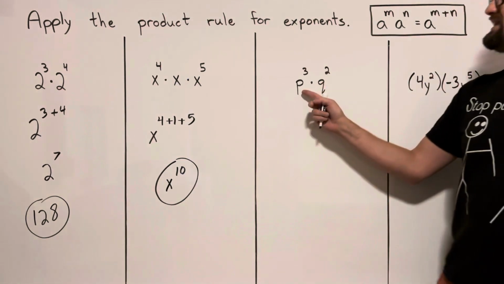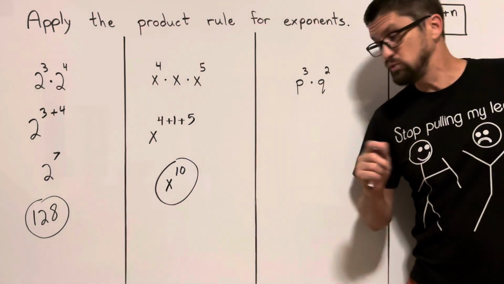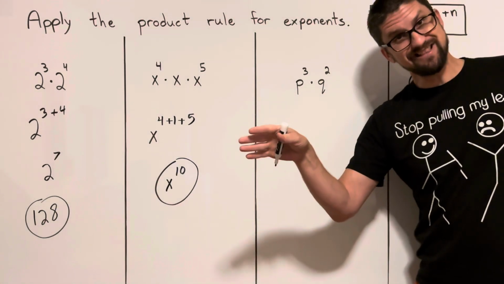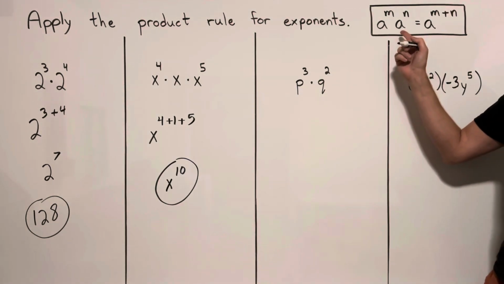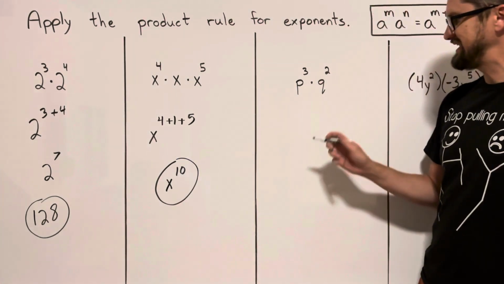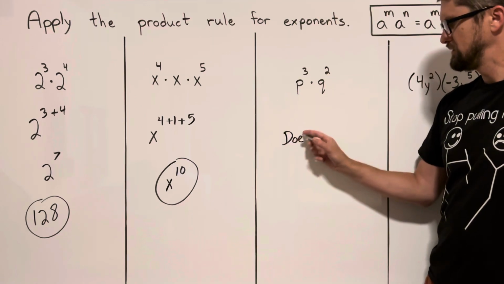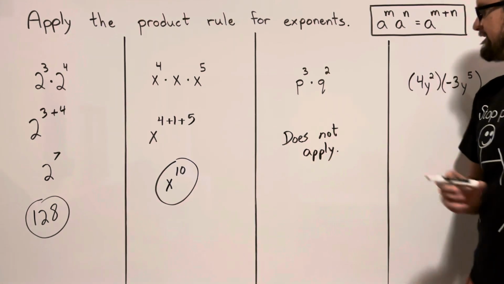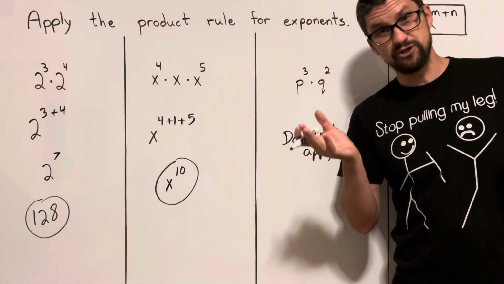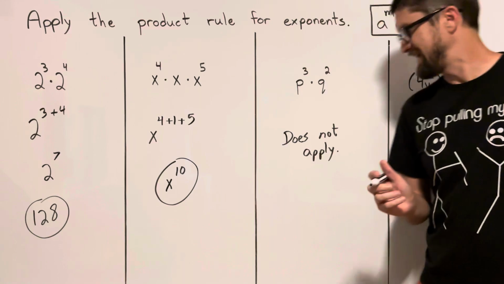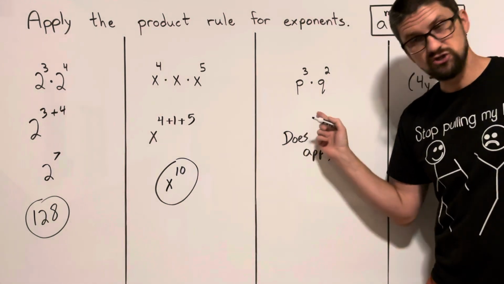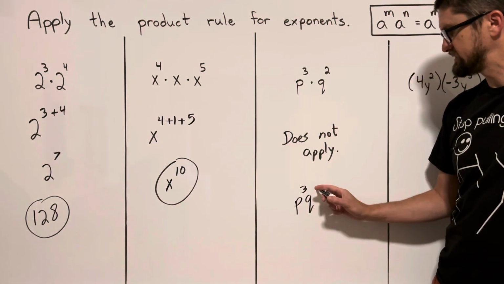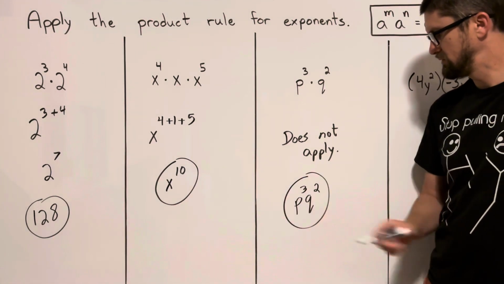This third one, we have p cubed times q squared. Now this one, the bases are not the same. So the product rule does not apply in this situation. Does not apply. This one's considered already simplified. So you can't really do anything else with this. So we're just going to write that as p cubed times q squared.